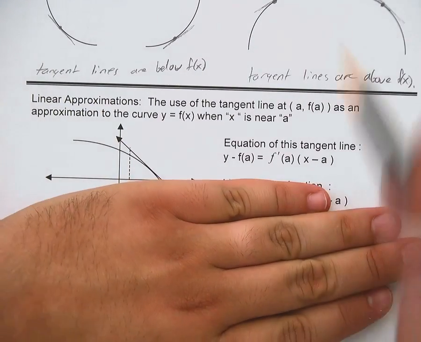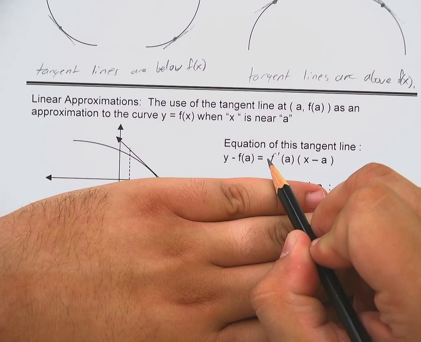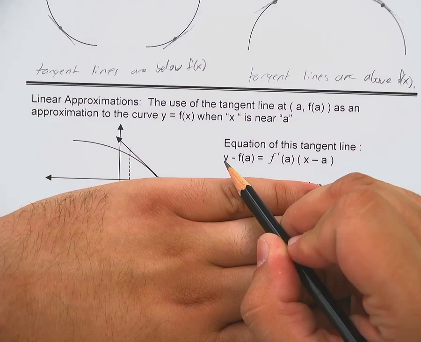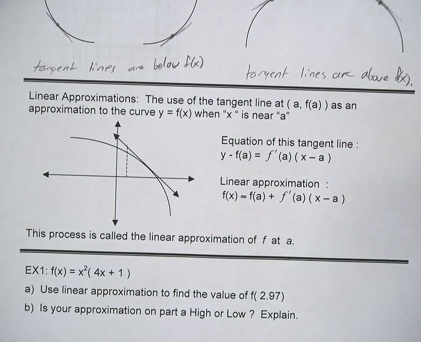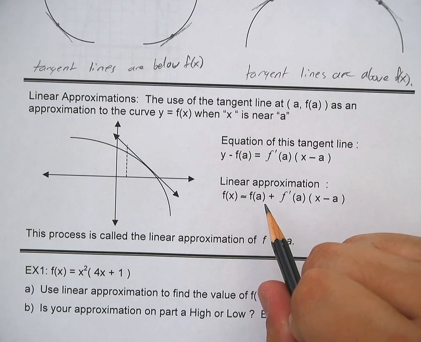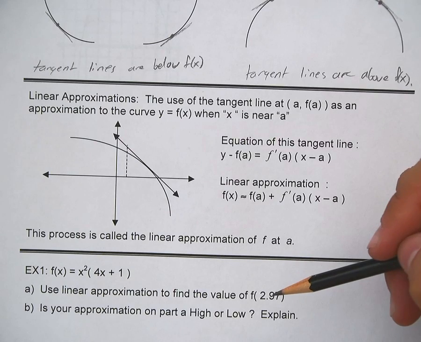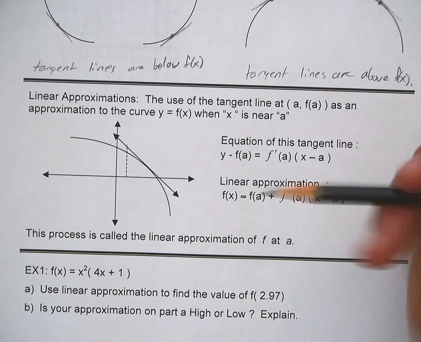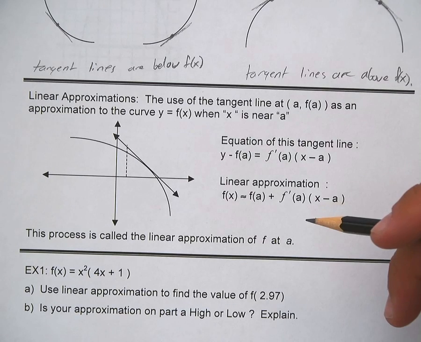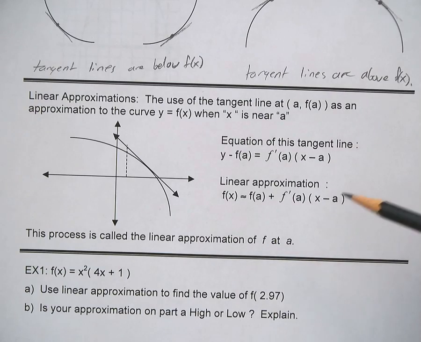Well, before you get down here, if you move this f of a over here, say we add f of a, so it's f of a plus all this other stuff, y is f of x, isn't it? So what we're saying is that if we use an approximate value for a, like if they give us x is, like down here on example 1, you can see it already, 2.97, then I would call a 3, and I'm going to approximate. So that's a linear approximation. This process is called the linear approximation of f at a.